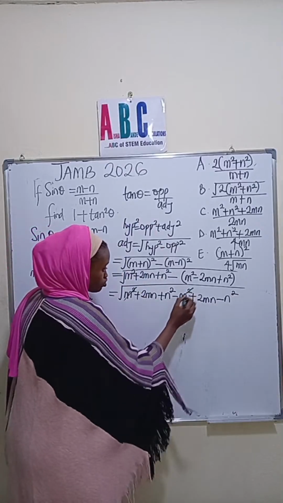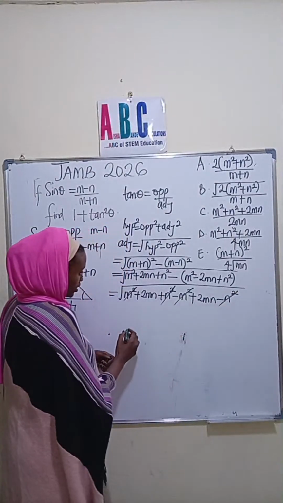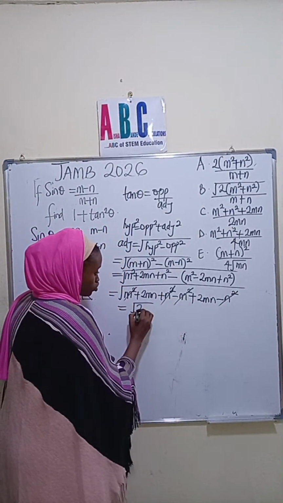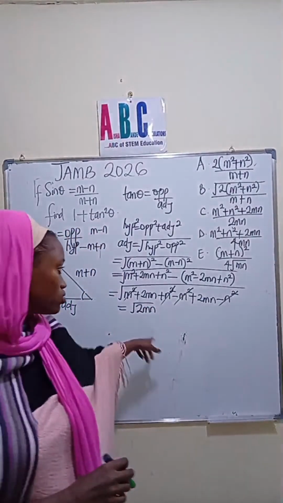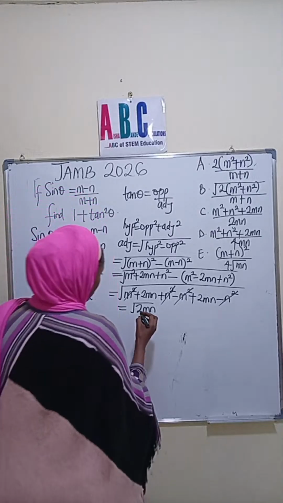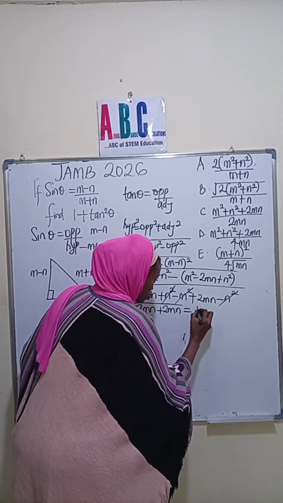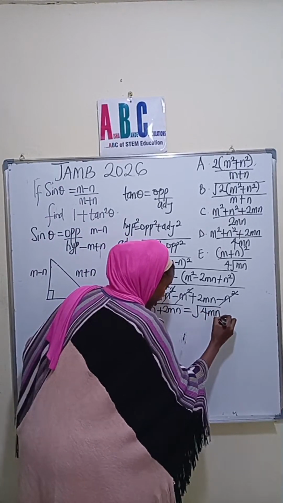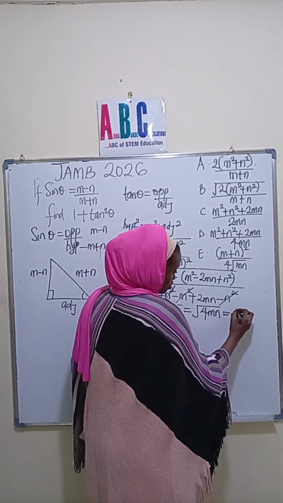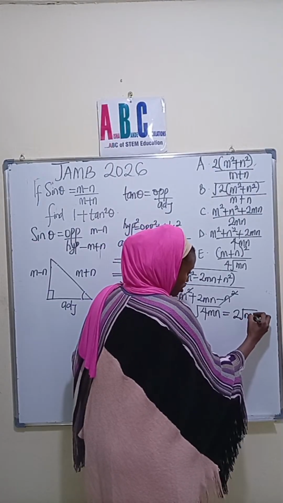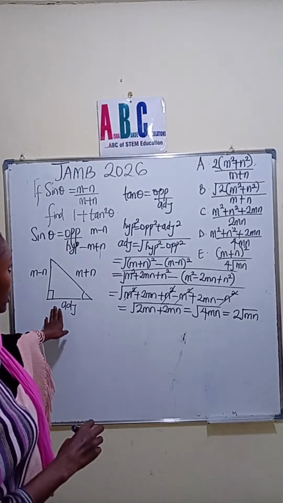So M square will cancel minus M square, right? N square we cancel minus N square. So what do I have left? I have square root of 2mn. Sorry, 2mn plus 2mn, right? Which is equal to square root of 4mn. So square root of 4 will give me 2, right? So this should be 2 roots mn. So I've gotten the adjacent.